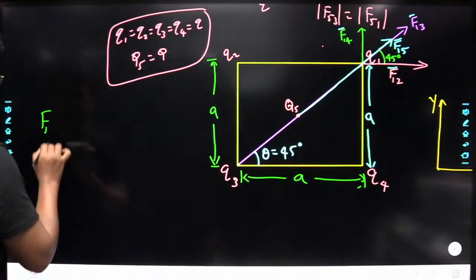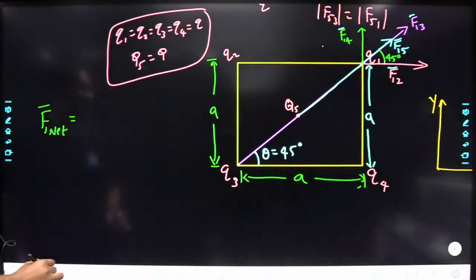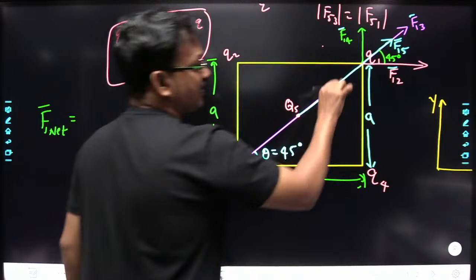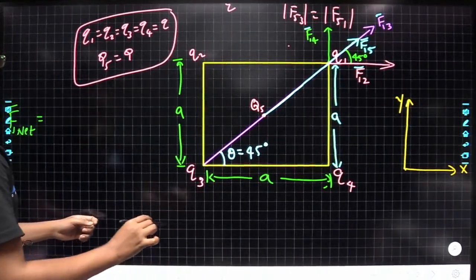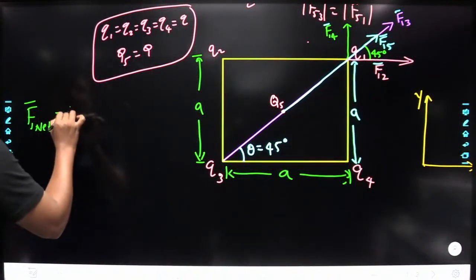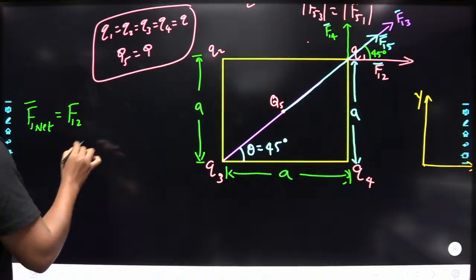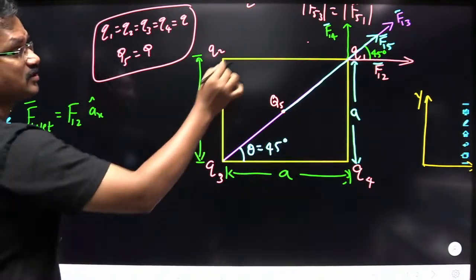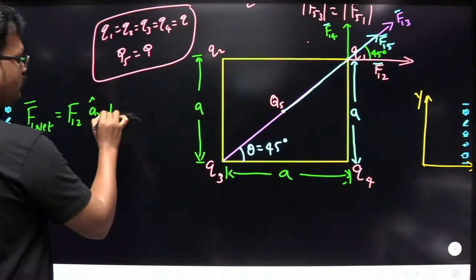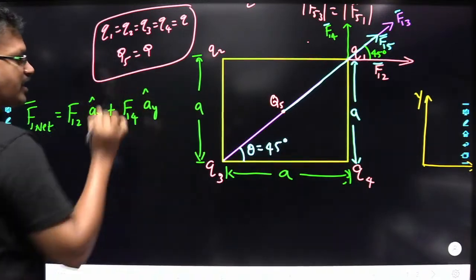So net force on what? Net force on 1. Net force on 1 is equal to, so what you are having here, F12 is pointing in x direction. Yes or no? F12 is pointing in x direction. So I am writing F12. It is pointing in which direction here? X cap direction. Next, F14 is pointing in ay cap direction.